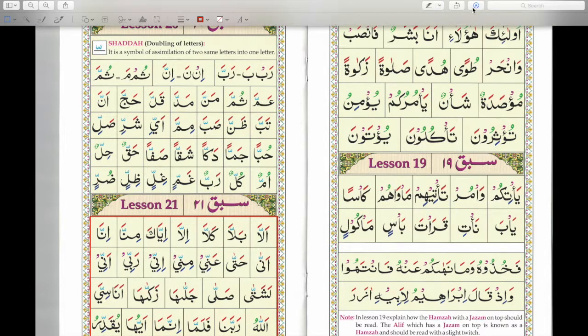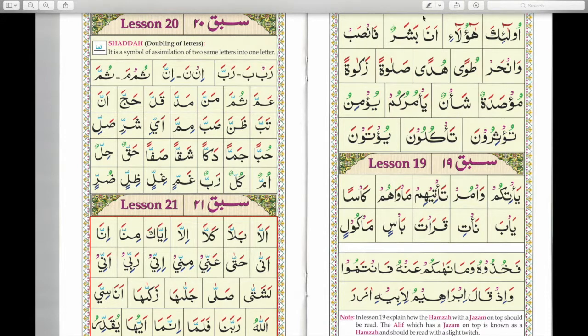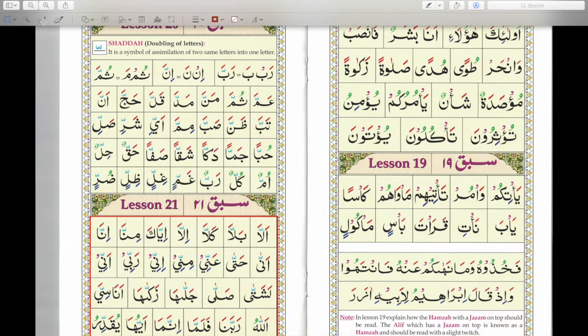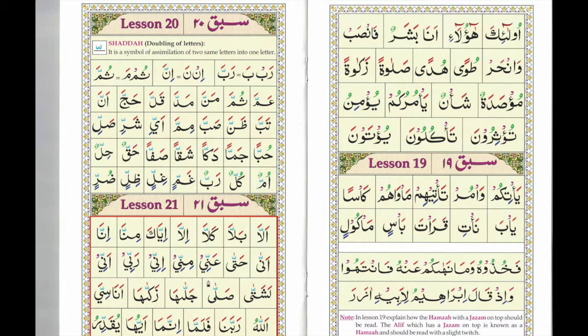Then we just mark the ghunna letters there. So nun over here, then the next nun over here, then nun over here as well, nun over here as well. Okay, so this one's done.